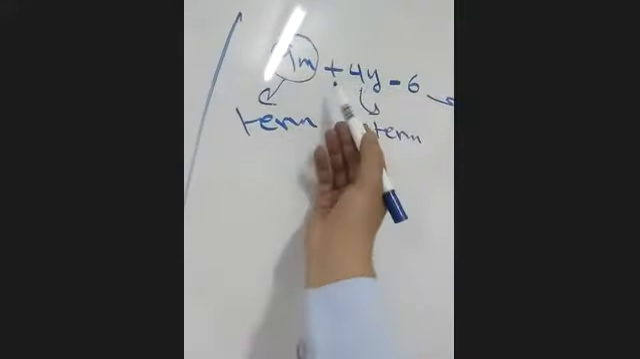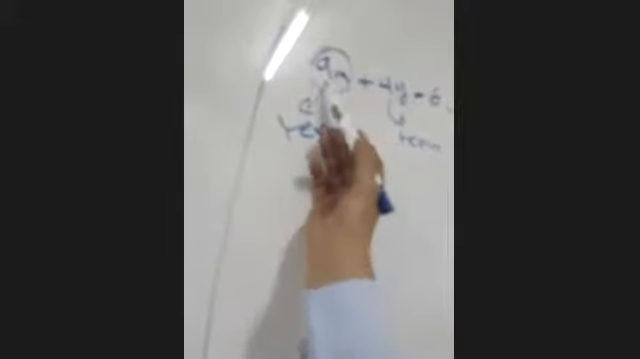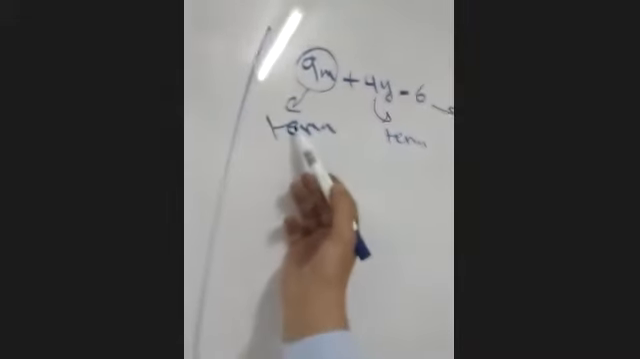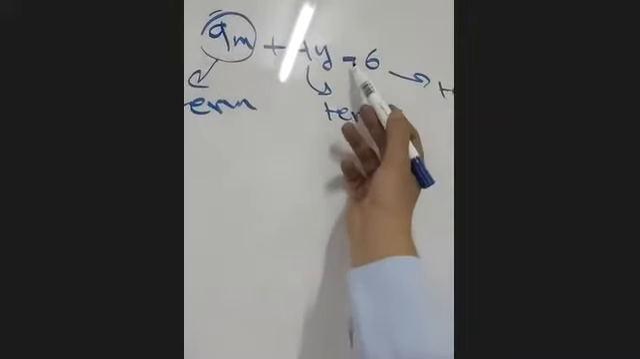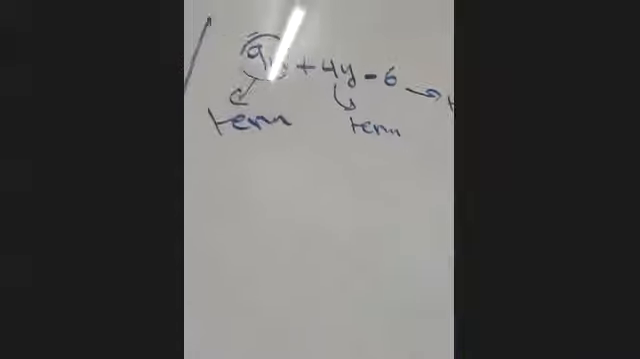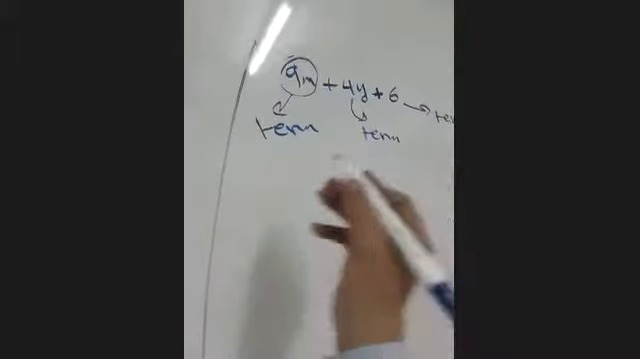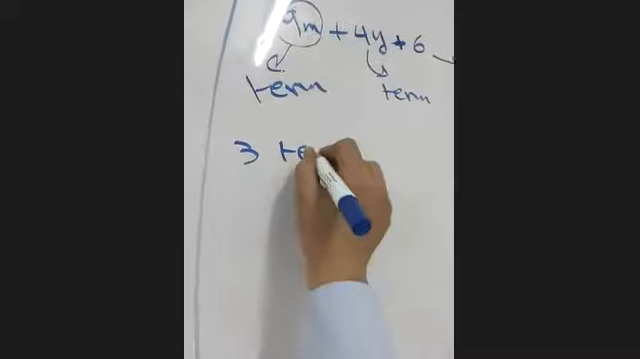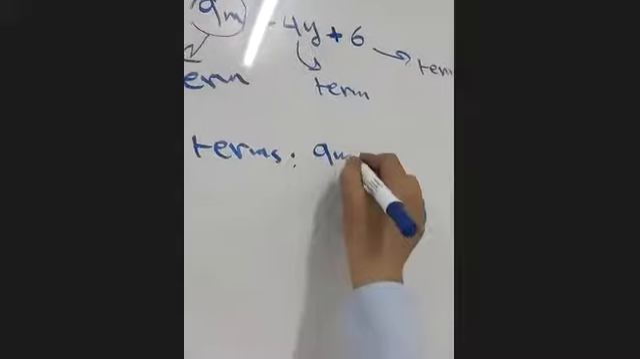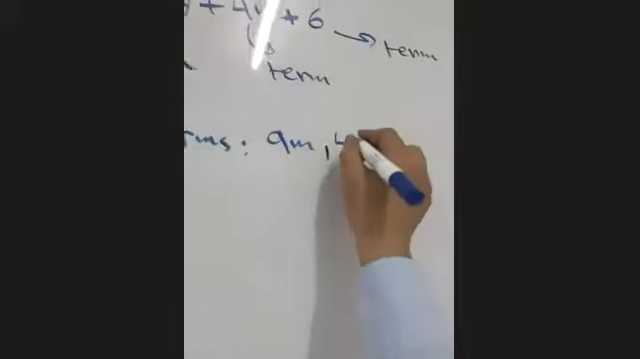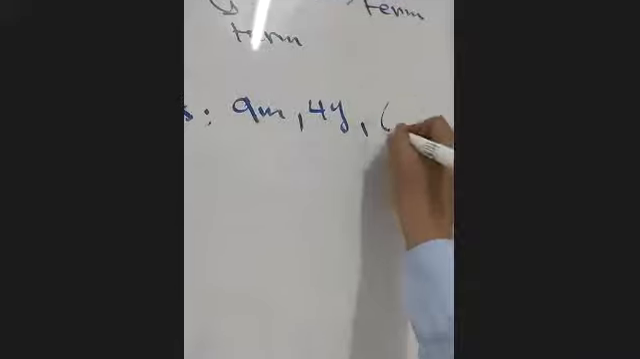Now, how do we know the term? The term is split or divided by addition or subtraction. So 9m together, we call it term. 4y together, we call it term. 6 or -6, we call it term, okay? Now here, I'll make this plus. How many terms do we have? We have 3 terms. What are they? We have 9m, comma, 4y, comma, and 6.